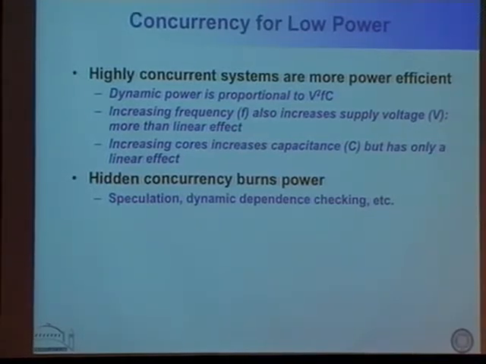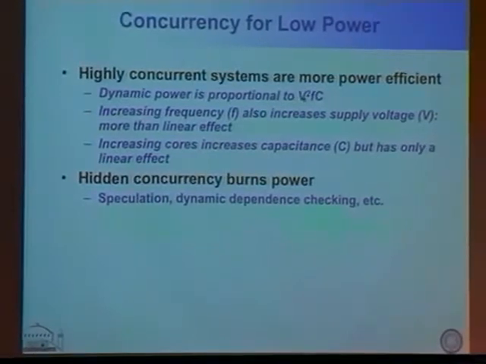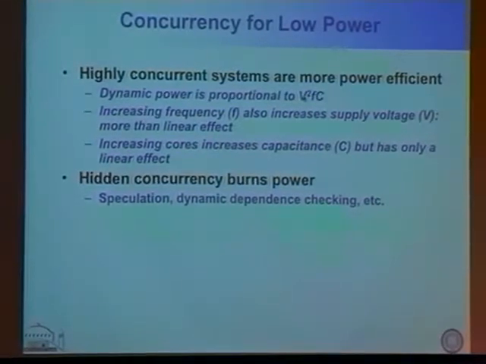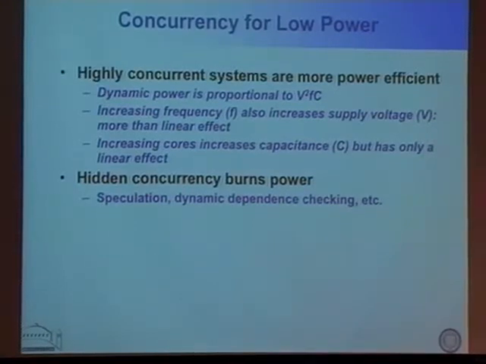The basic reason is this formula here, V squared F C, which is the voltage squared times the frequency times the capacitance. If we increase the frequency F, we also have to increase the supply voltage V, so we have a much more than linear effect. Whereas if we just increase the number of cores, that's increasing the capacitance, so we get more of a linear effect. So that's the technical reason behind multi-core, and it means that we use less power if we have concurrency, rather than trying to crank up the clock rate in order to get performance.